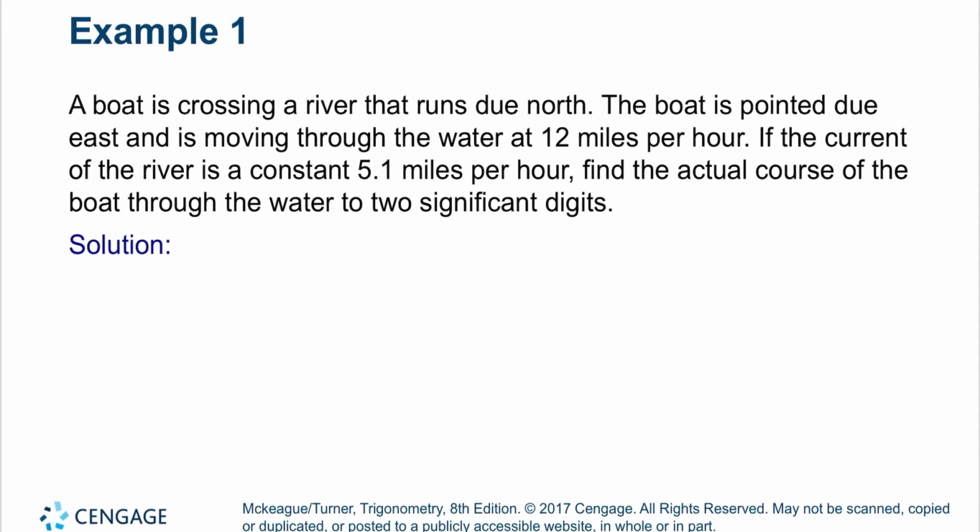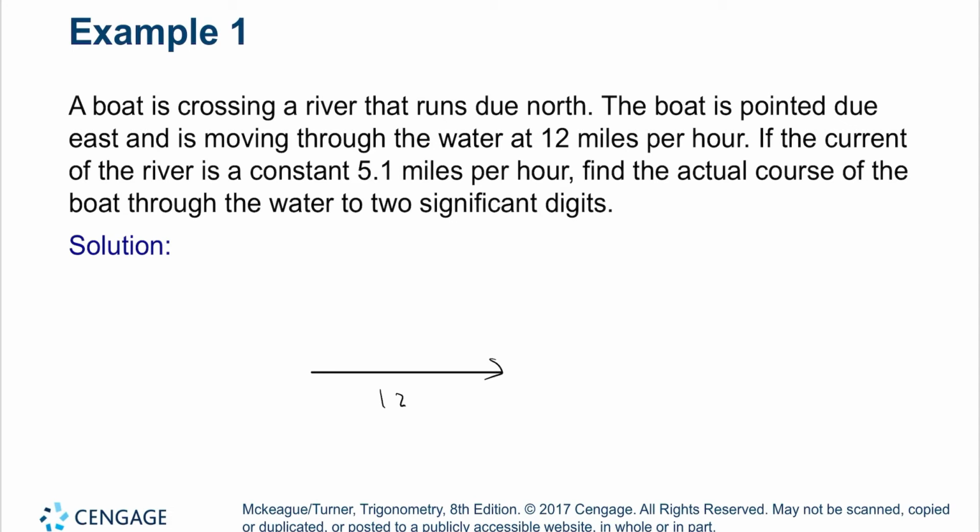So here's our first example. We have a boat crossing a river that runs due north. The boat is pointed due east, so the boat is going east while the river is going north. And the speed of the boat is 12 miles per hour. So that would be this direction, 12 miles per hour. And the river is going this direction at 5.1 miles per hour.